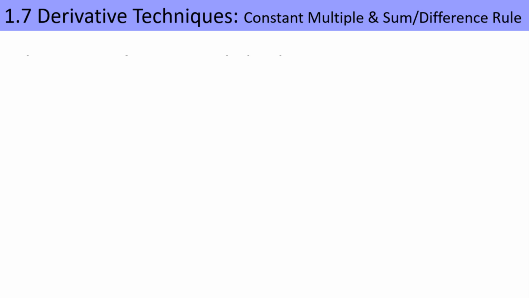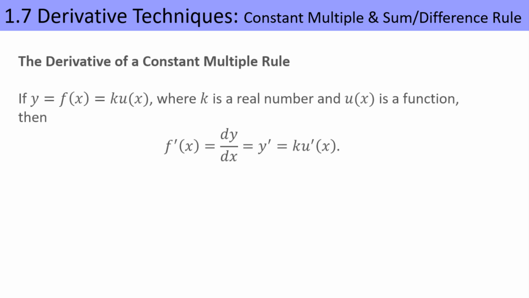Some more rules of techniques for differentiation. Be sure to add these to your derivative rules list. The derivative of a constant multiple rule. If y equals f of x equals k times u of x, where k is a real number and u of x is a function, then the derivative, denoted by f prime of x, or dy dx, or y prime, is equal to k, the constant, times the derivative of the function, u prime of x.